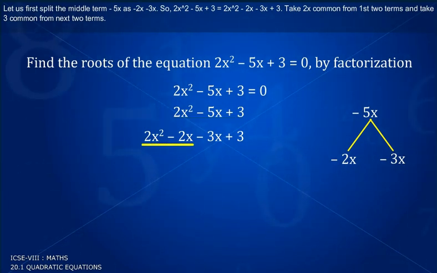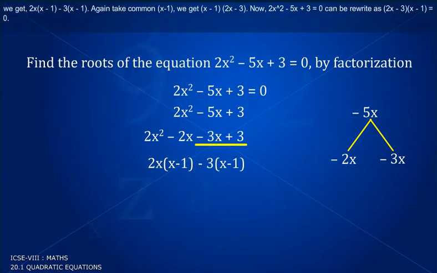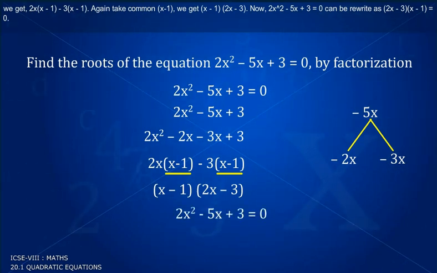Now take 2x common from the first two terms and take 3 common from the next two terms. So we get 2x into (x minus 1) minus 3 into (x minus 1). Again take common x minus 1. So we get (x minus 1) into (2x minus 3). Now 2x square minus 5x plus 3 is equal to 0 can be rewritten as (2x minus 3) into (x minus 1) is equal to 0.